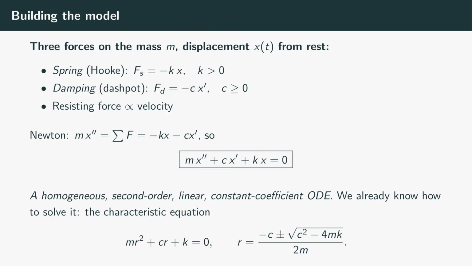Now apply Newton's second law, mass times acceleration equals the sum of the forces. Mass times x double prime equals minus kx minus cx prime. Move everything to one side, and we get mx double prime plus cx prime plus kx equals 0. That is a homogeneous, second-order, linear, constant coefficient equation, exactly the kind we already know how to solve. The characteristic equation is mr squared plus cr plus k equals 0, and its roots, through the quadratic formula, control everything that follows.